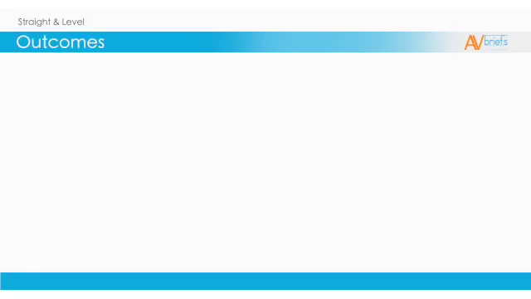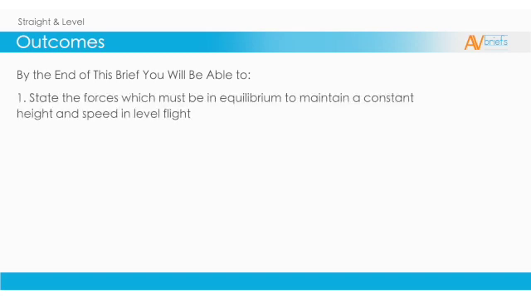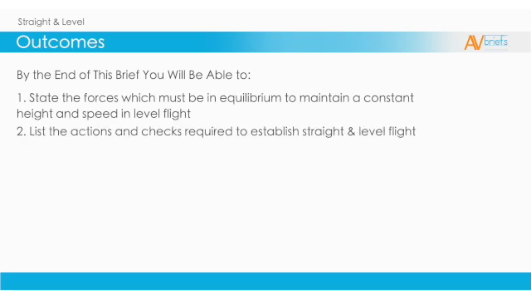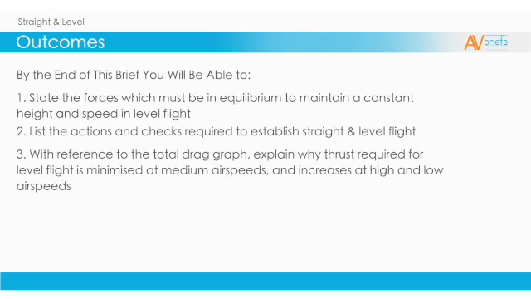As always, here are the outcomes we want to achieve from this lesson. By the end of this brief, you will be able to state the forces which must be in equilibrium to maintain a constant height and speed in level flight. List the actions and checks required to establish straight and level flight. And with reference to the total drag graph, explain why thrust required for level flight is minimized at medium airspeeds, and it increases at high and low airspeeds.